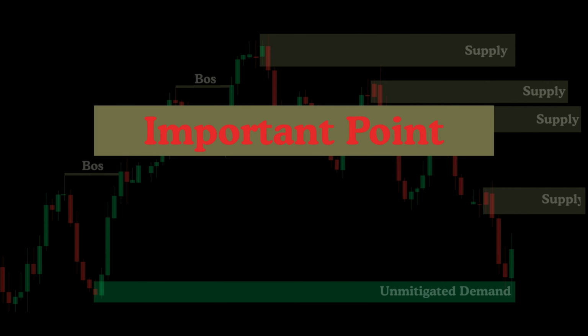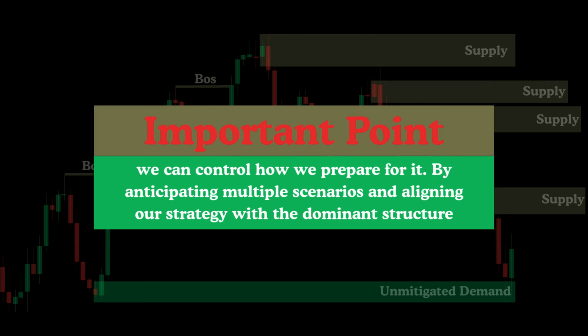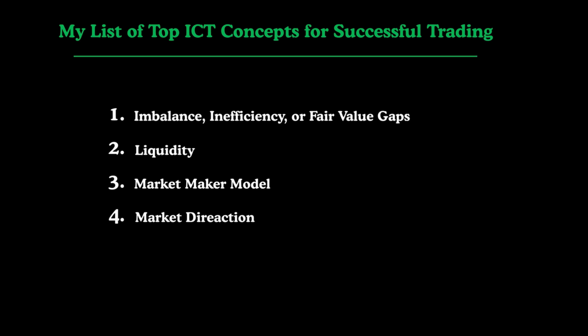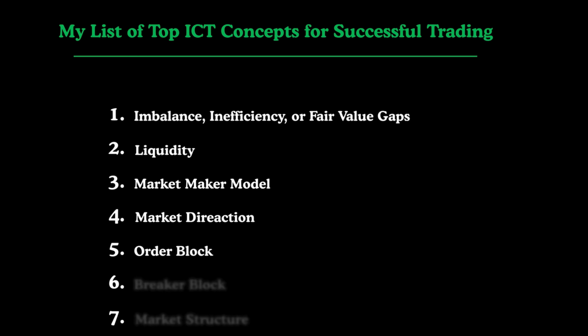While we cannot control the market, we can control how we prepare for it. By anticipating multiple scenarios and aligning our strategy with the dominant structure, we maintain an edge and respond with confidence, not emotion. Now let's continue with the next topic: order blocks.